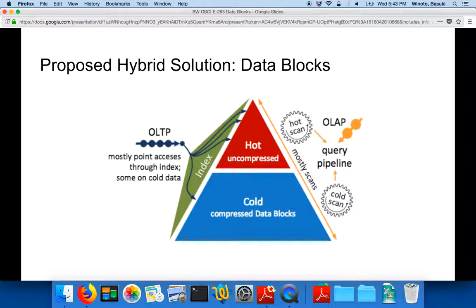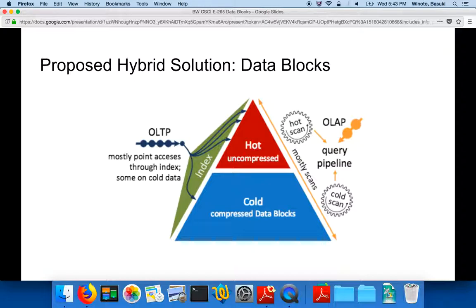In more in-depth detail about the hybrid solution proposed in the paper, they call it Datablocks. So what Datablocks is, is a container, a self-contained unit, which owns the data with all the metadata that will help us do optimal transactional operations, and also analytical operations, right?